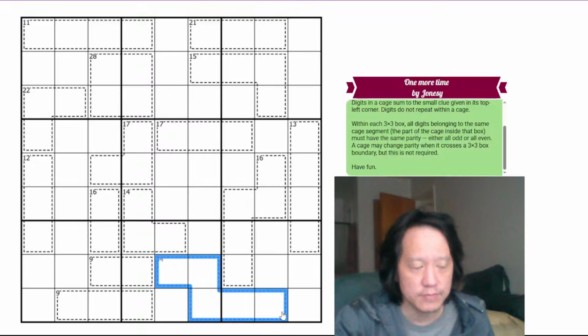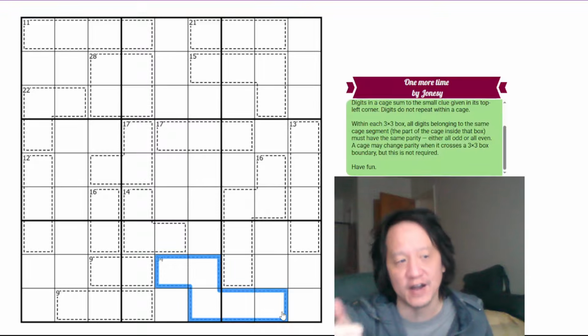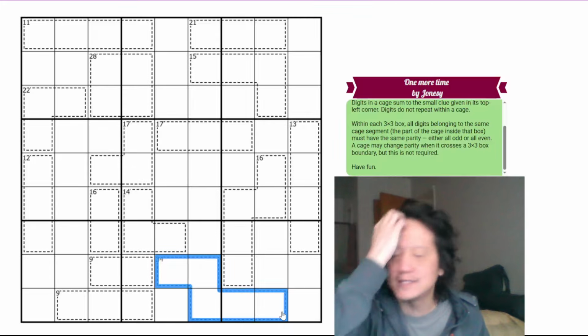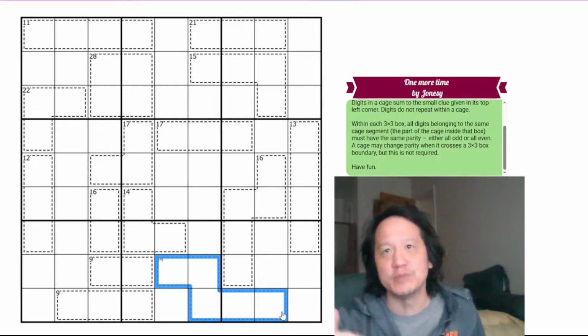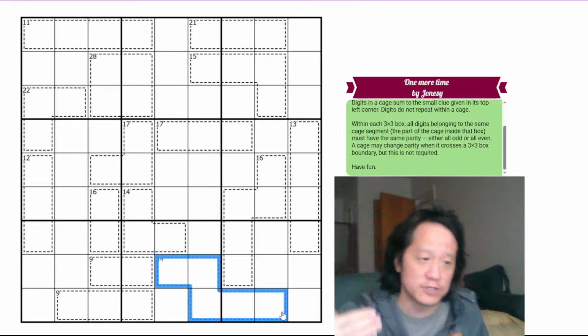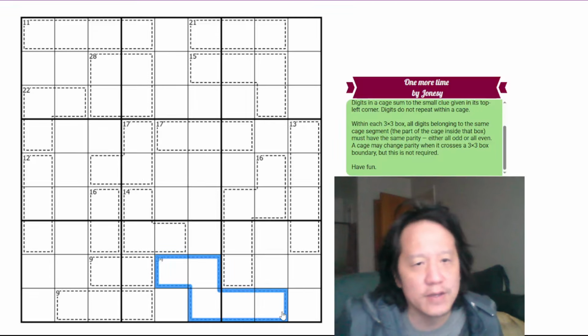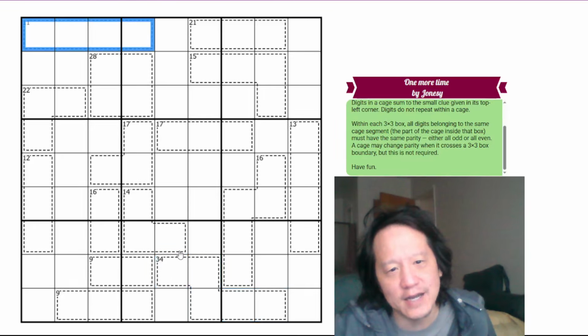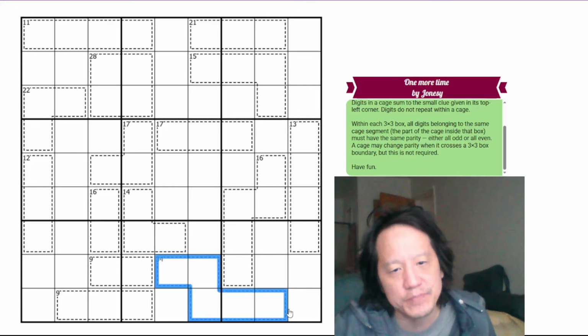And increasing 4 and decreasing 6 will make them both 5, which will make that a duplicate. So that's an example. If you've done a lot of killer cage Sudoku, which this is, you can start seeing these numbers a lot.